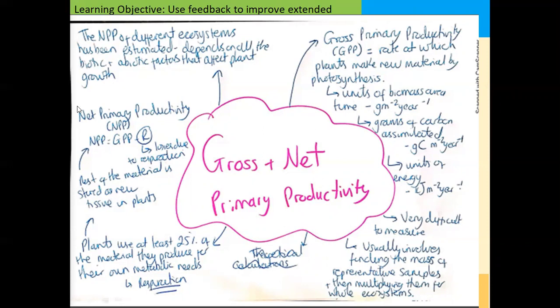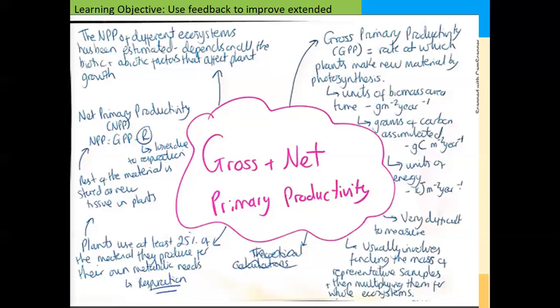Now we can use this to do a calculation, and we can work out the net primary productivity, which is the NPP, and that equals the gross primary productivity minus R, which is your energy losses due to respiration. Now, the NPP of different ecosystems has been estimated, and it depends on all of the biotic and abiotic factors that affect plant growth.